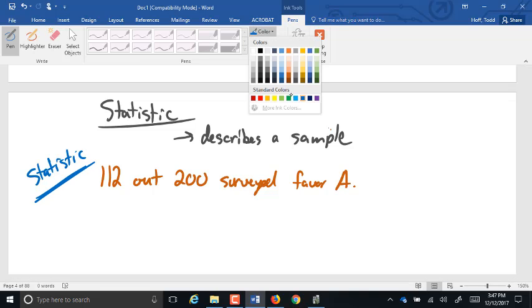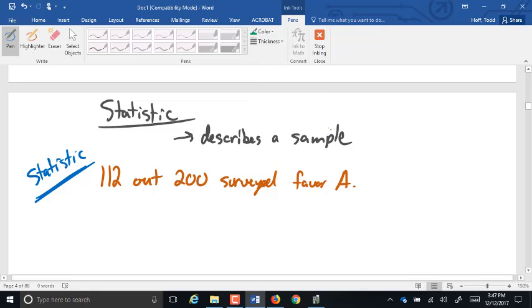Because that describes our sample. We sampled 200 people, 112 of them say they'll go for candidate A. Now, parameters, we don't usually know. In an election case, after the election, we know, but at that point in time, 1 week before the election, we don't know what that parameter is. So the purpose of taking samples and finding statistics is to try to estimate the parameter.